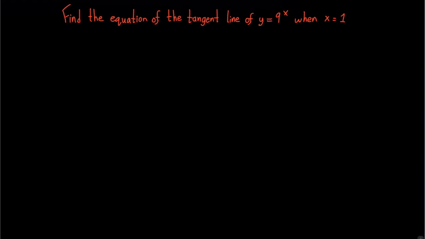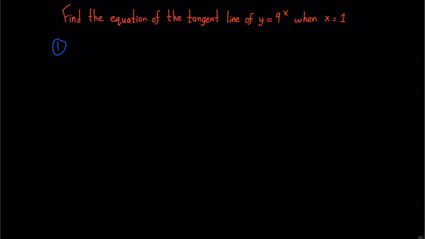Alright, let's look at one last problem for this section. Find the equation of the tangent line of y equals 9 to the x when x equals 1. So this is very similar to the problem we did earlier. The first part we need to do is find the point when x equals 1. So to do this, we plug 1 into our equation, and we find it equals 9. So we have the point (1, 9).